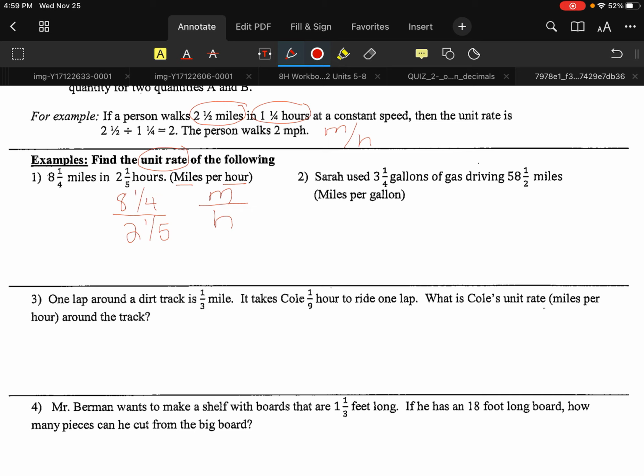8 1/4. So again, you should be doing this as well. Divided by 2 1/5. I get 3 3/4 or 3.75.